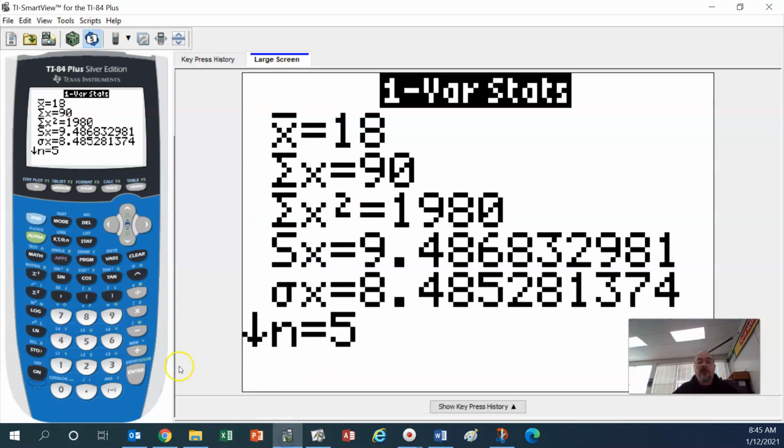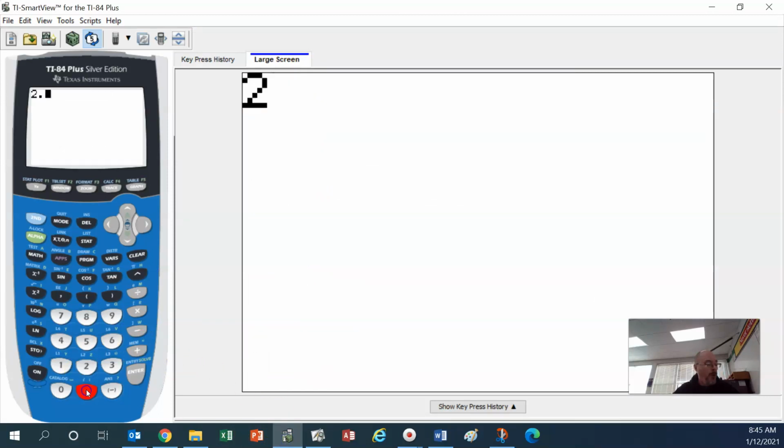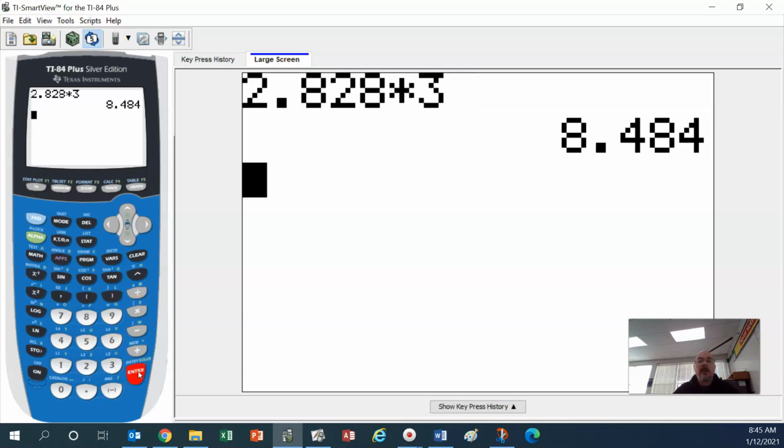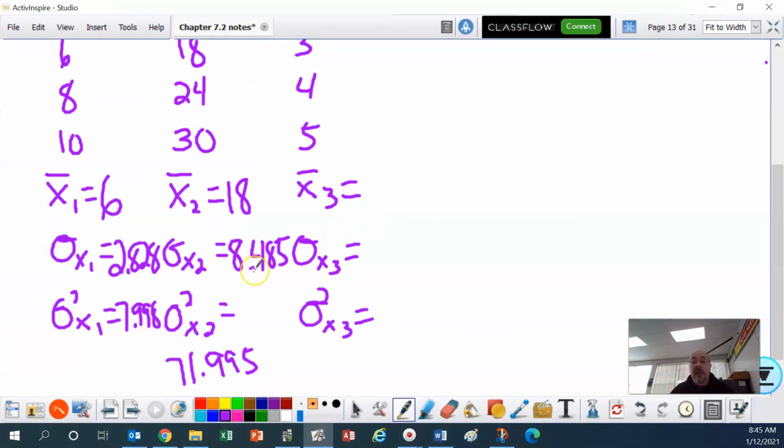So let me double check. Let me do 2.828 and multiply that by 3. Do I get 8.484? I sure do. Remember, we rounded it, so we get 8.484, but if you do the whole number, you get 8.485. Remember we do have some rounding. That doesn't always match up depending upon when we rounded our problem. So the standard deviation also increased by a factor of 3.